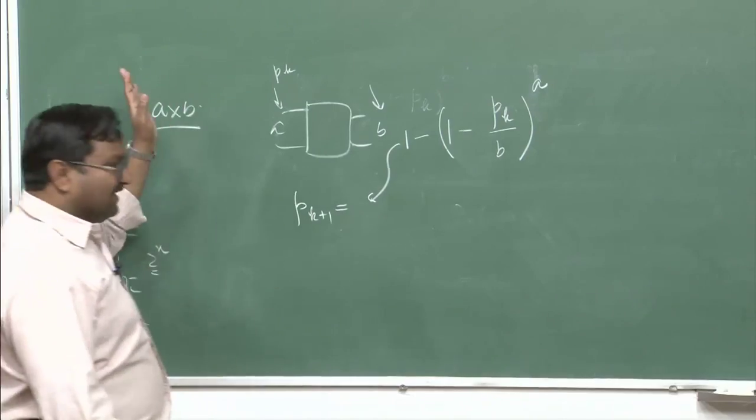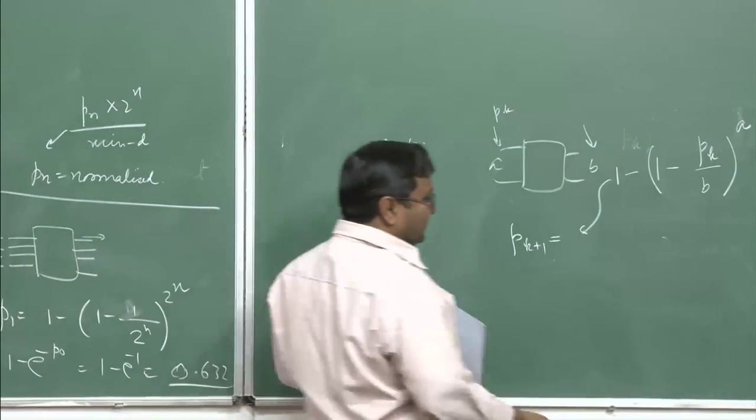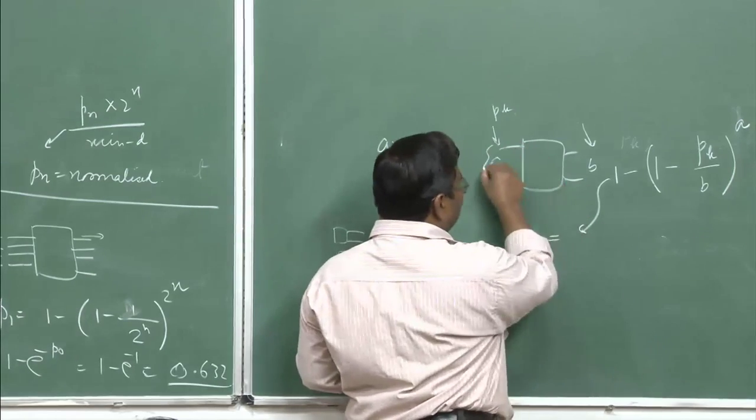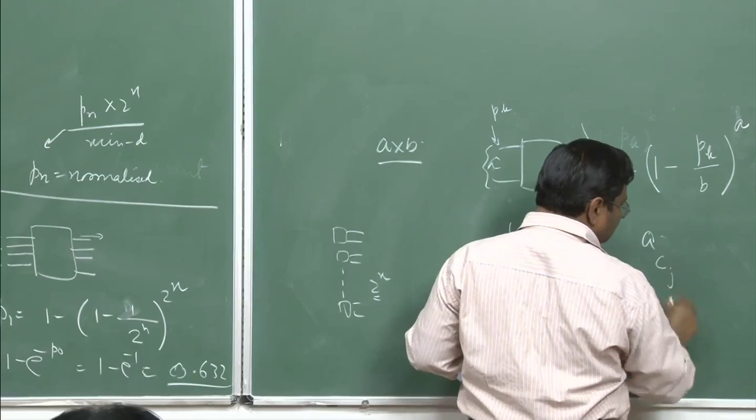Okay, let me compute with j packets, if you want it the other way around. This is a direct calculation. Suppose j packets are going to come here, what is the probability for that? a C j.